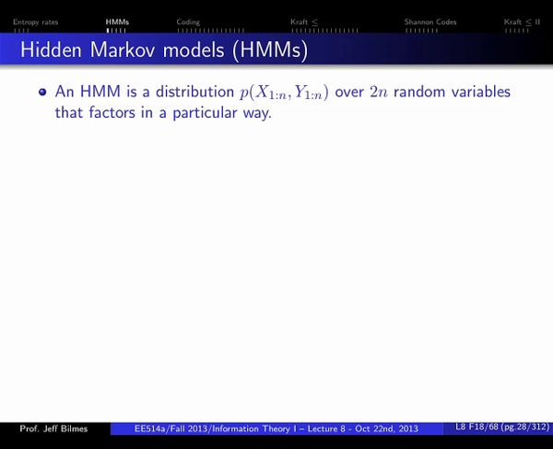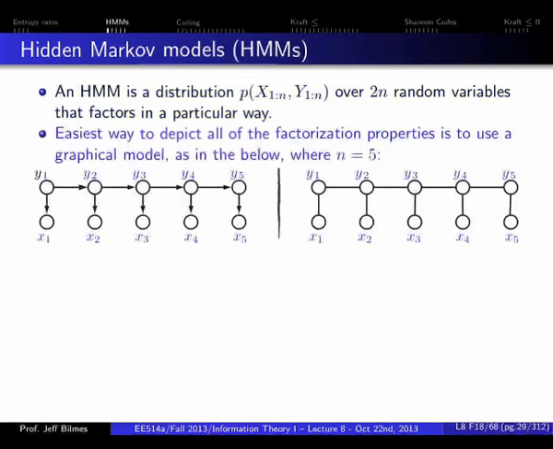I should change this wording. What I really mean to say is it's a class of distributions over 2n random variables that factor in a particular way. There are a lot of different ways of depicting it.